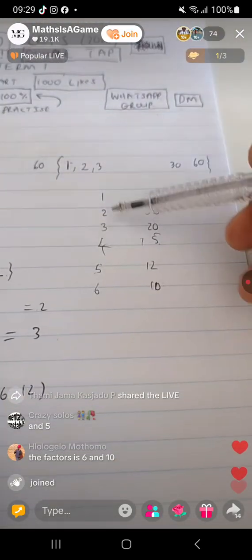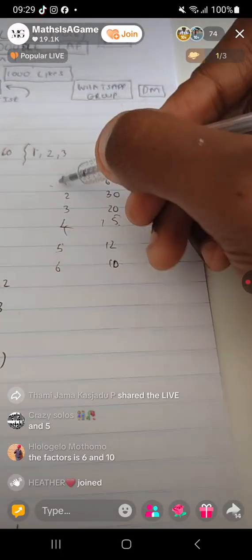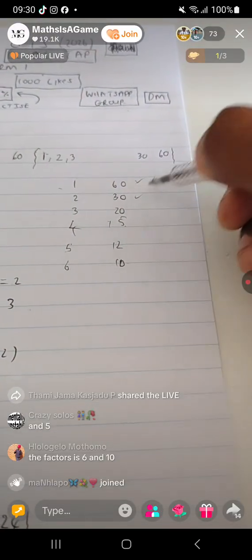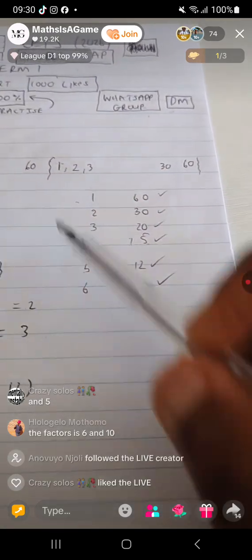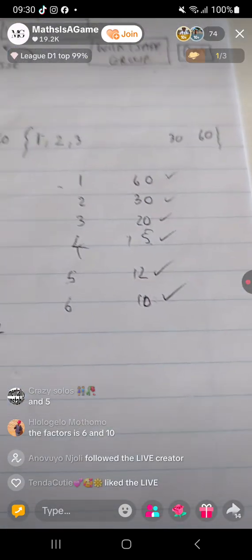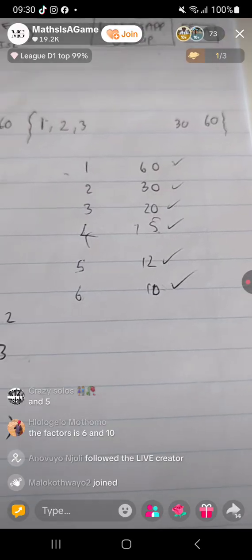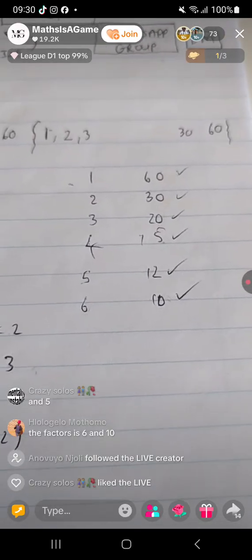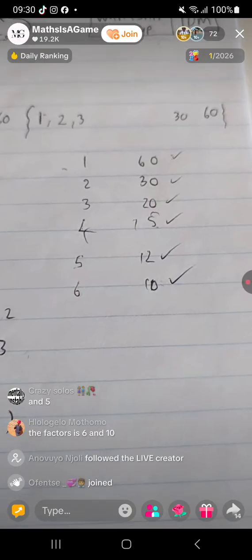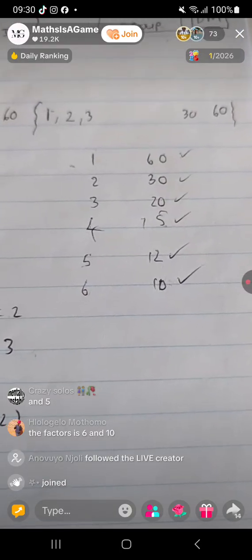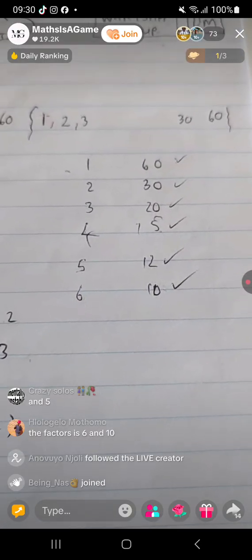We stop right there. This is the pair of factors. The first pair, second pair, third pair, fourth pair, fifth pair, sixth pair. We have 6 pairs of factors that when multiplied together will give us 60 back: 1 times 60, 2 times 30, 3 times 20, 4 times 15, 5 times 12, and 6 times 10. All of those give us 60.